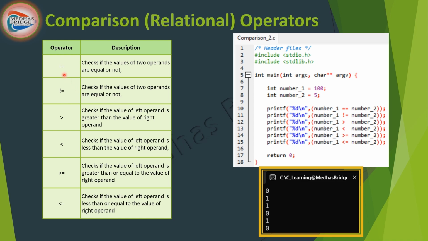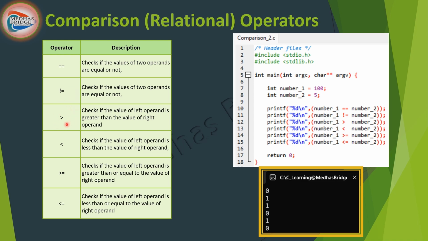Equal, the double symbol. Most of the time we make the mistake of giving one equal sign, which is assignment, but comparison requires two equal symbols. So it checks if the values of two operands are equal or not. If equal, it returns true, otherwise false. Not equal checks if the values of two operands are not equal. If they are not equal, it returns true, otherwise false.